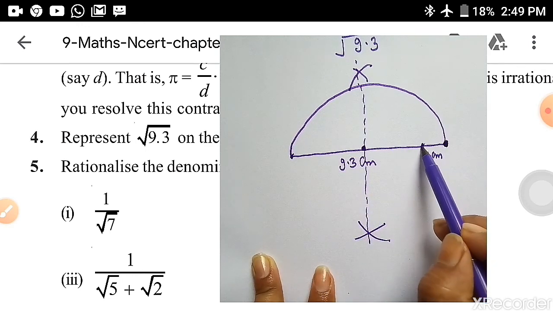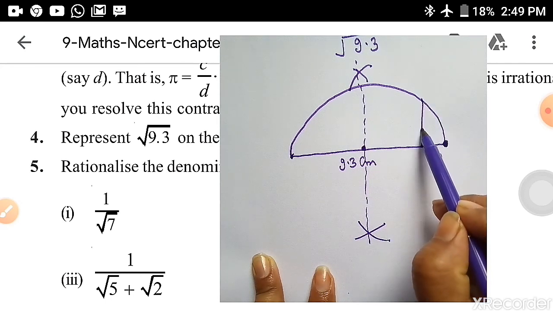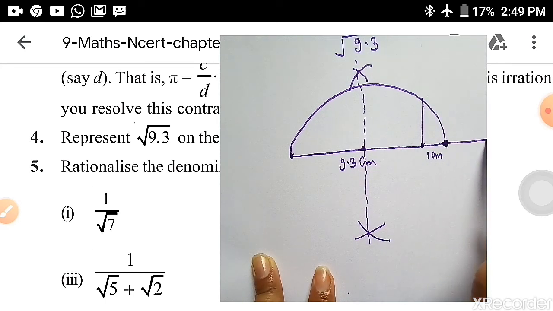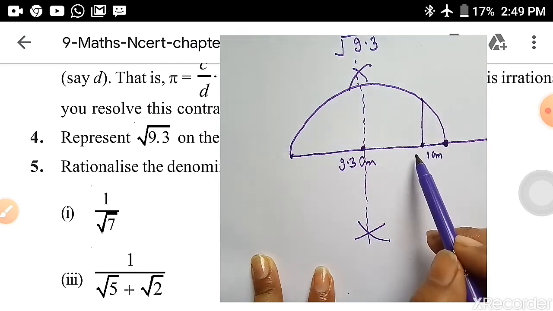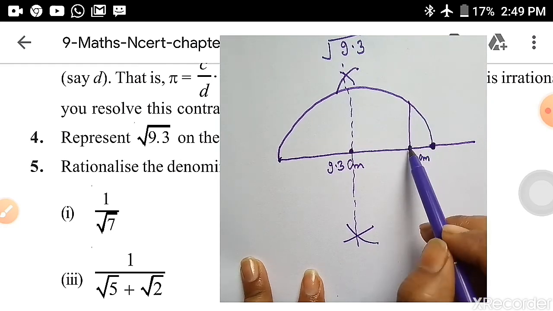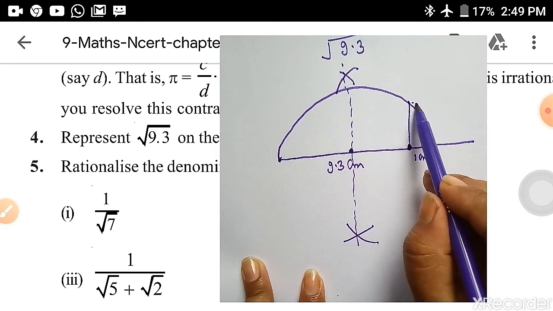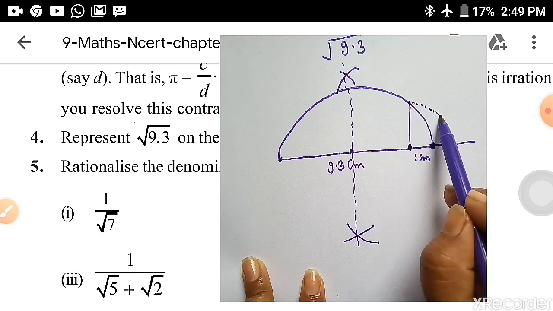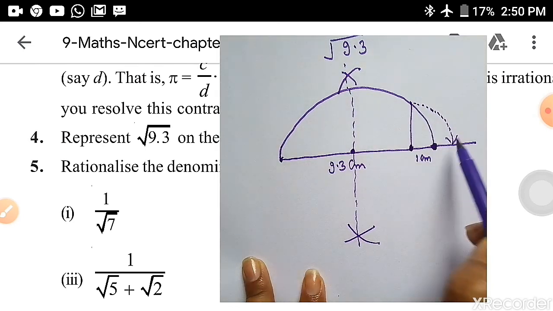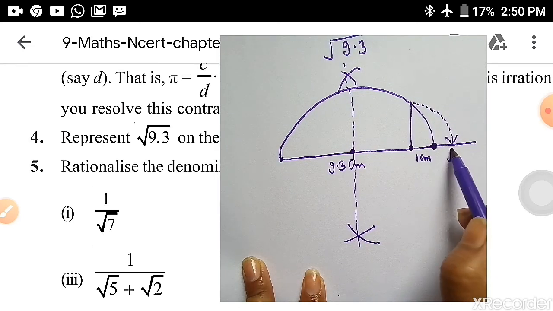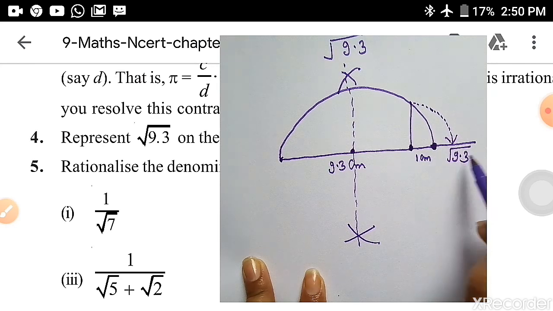Now at this point you will draw a perpendicular line and extend it also. From this perpendicular line you will take an arc. You will set this arc on your compass and draw this arc, and this arc will meet this line at this point, and this will be the 9.3 point.